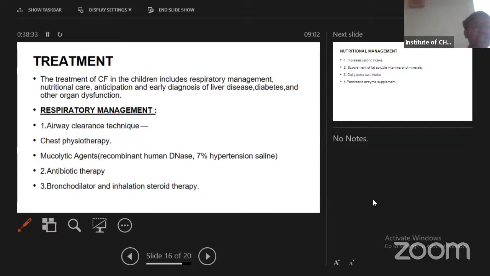The bronchodilator and the inhalation steroid therapy is also effective in some cases.